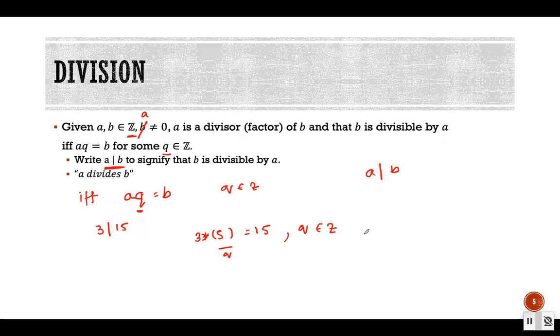Let's see another example. Let's see 4 divides 16. We say that 4 divides 16 if we can represent 16 as 4 times some number, where this number belongs to the integers. So 4 times 4 equals 16, and 4 belongs to the integers, so we can say that 4 divides 16. Here 4 is the divisor of 16, and we say that 16 is divisible by 4.